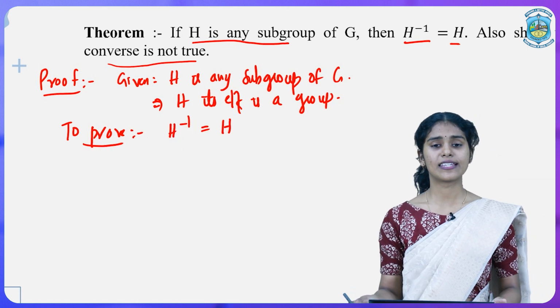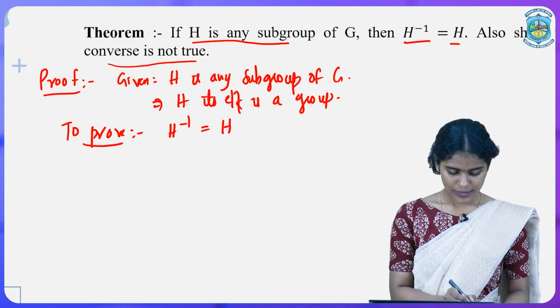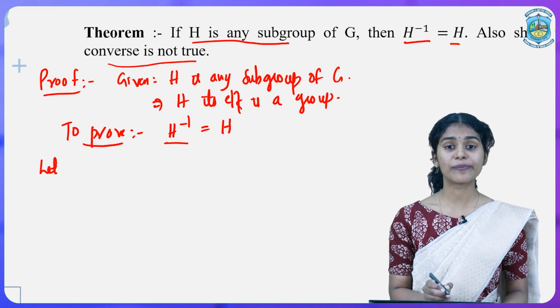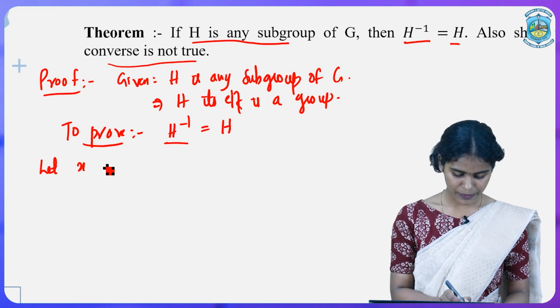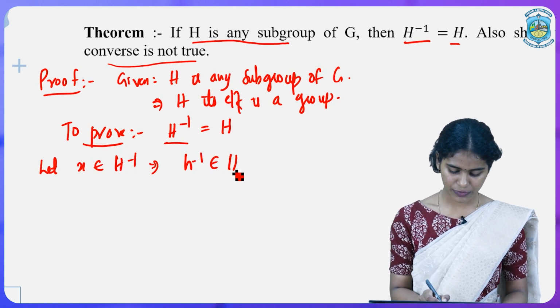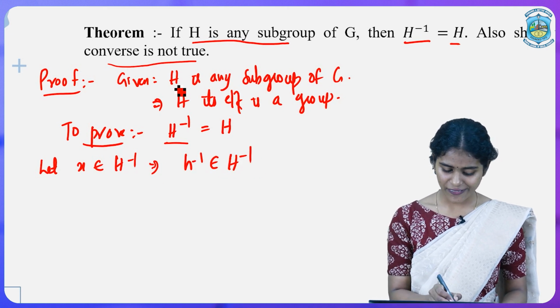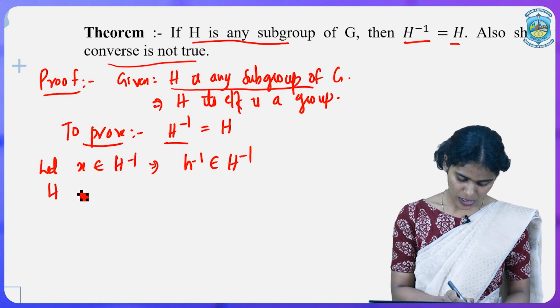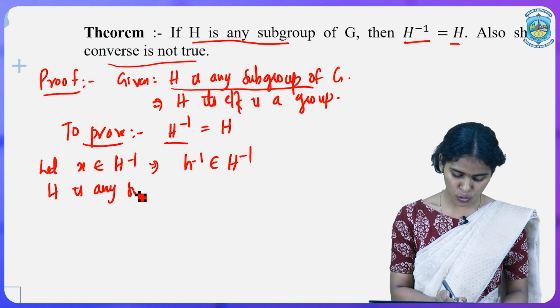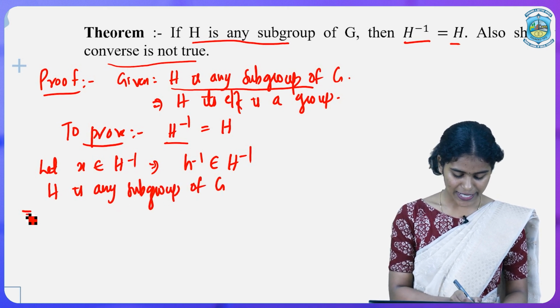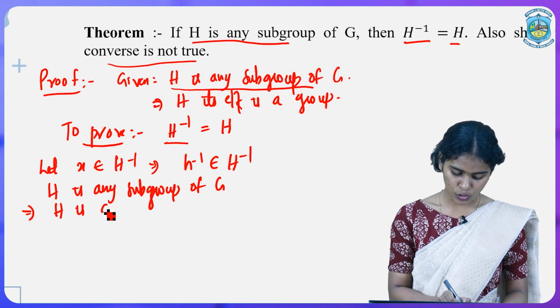We will solve this theorem also in a similar way. First, we will consider the LHS. Let us take an element from the LHS. Let x belong to H⁻¹. We know that in H⁻¹ the element will be in such a form. Now, it is already given in this theorem that H is any subgroup of G, which implies that H is a group.